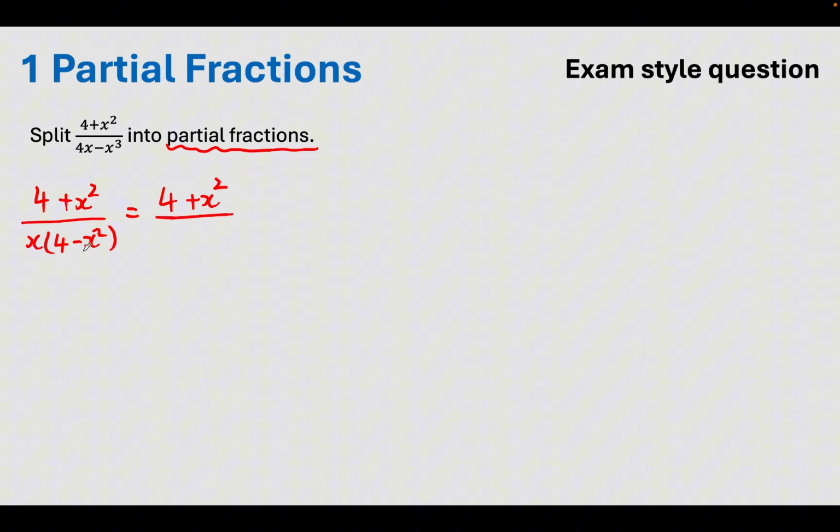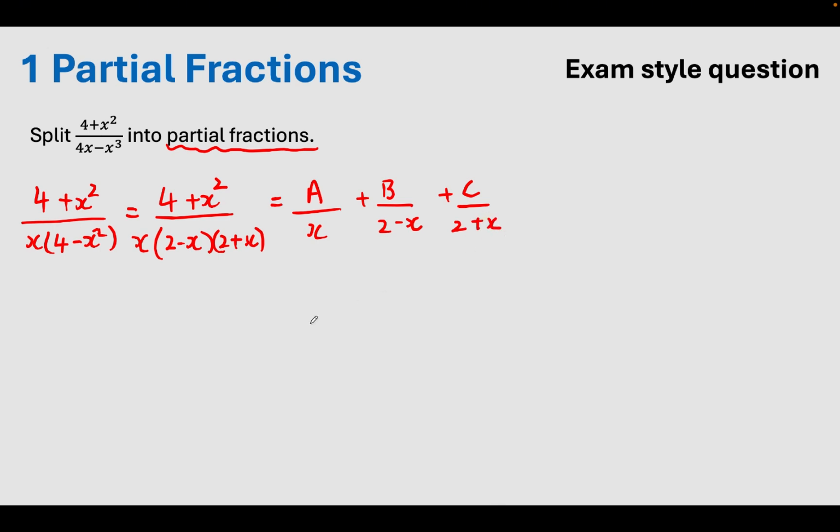Now, 4 minus x squared, hopefully you notice that this 4 is also a square. So this essentially becomes x, and this is now the difference of 2 squares. So I get 2 minus x, 2 plus x. Okay, now the x doesn't have to be at the front as long as they are linear. So I get a over x plus b over 2 minus x plus c over 2 plus x. And from now on, it's a pretty standard partial fractions question.